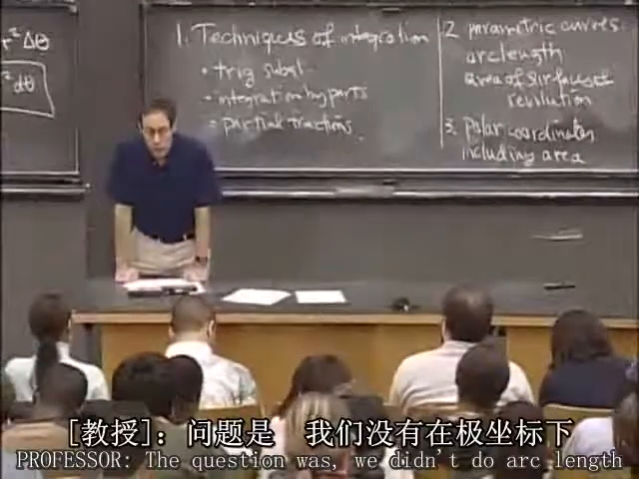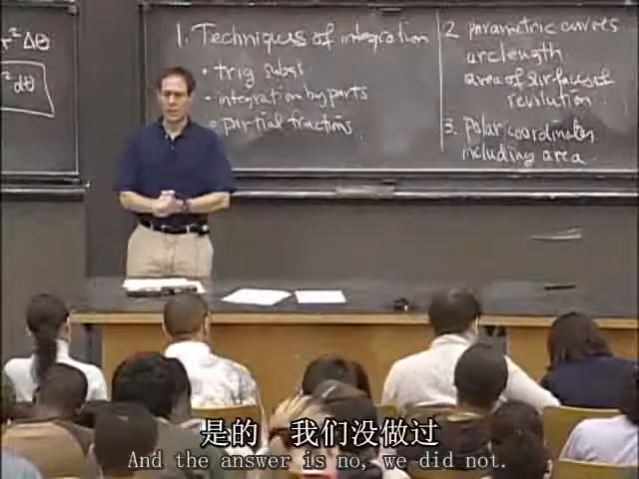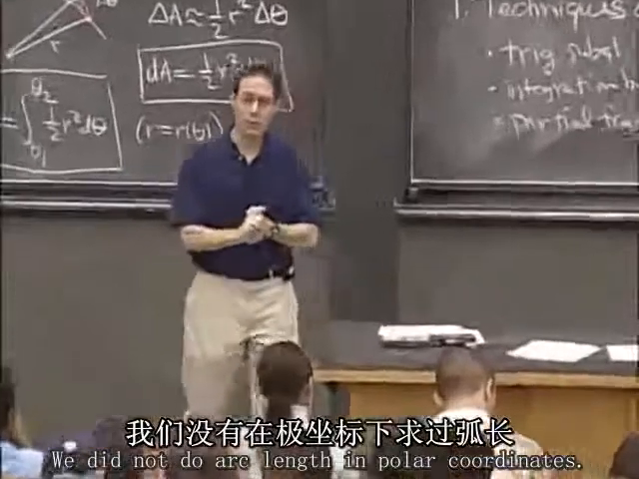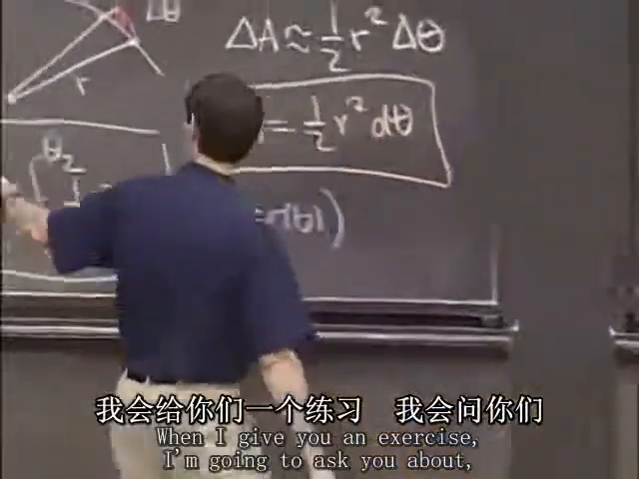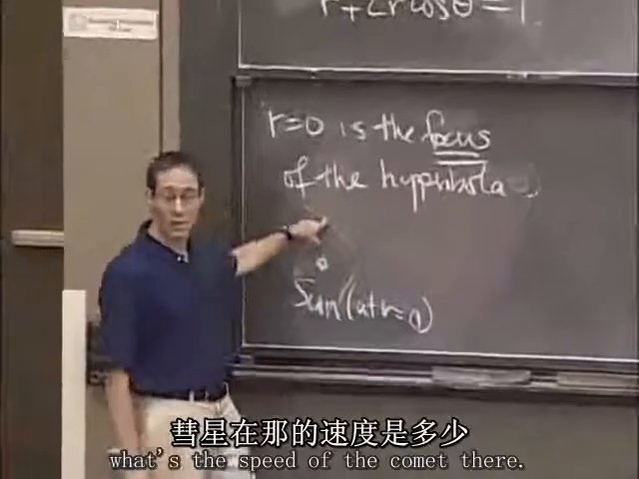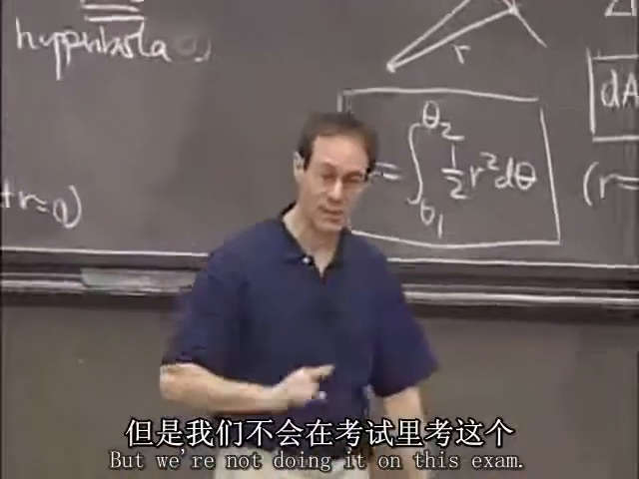The question was, we didn't do arc length in polar coordinates, did we? And the answer is no, we did not. When I give you an exercise, I'm going to ask you, if you know the speed of a comet here, what's the speed of the comet there? And we'll have to know about arc length for that. But we're not doing it on this exam.